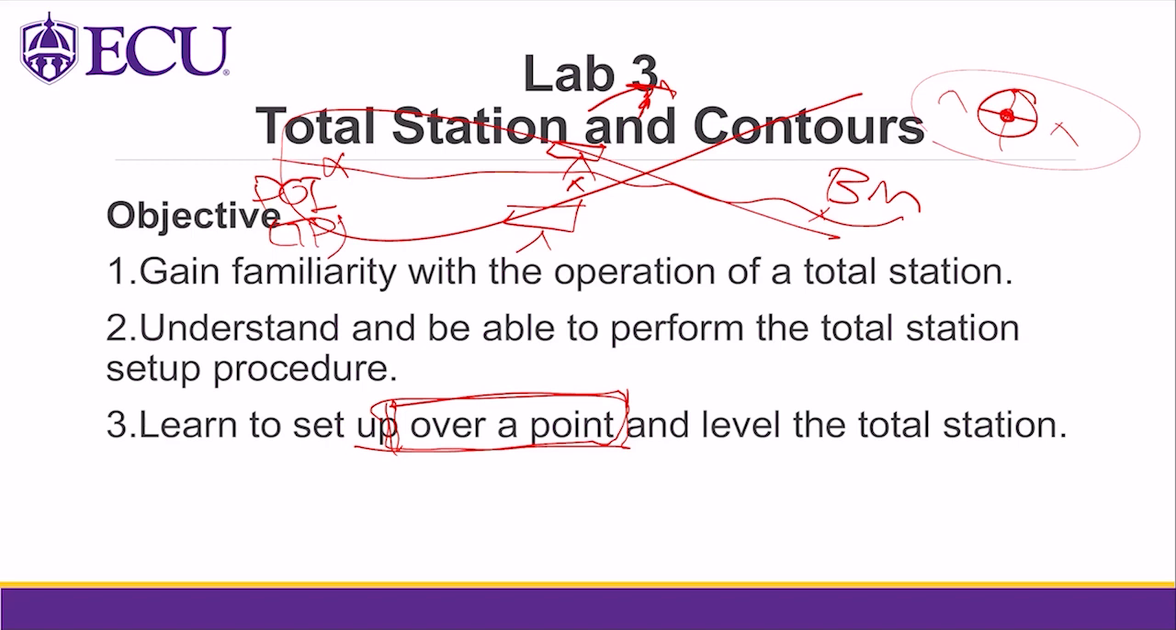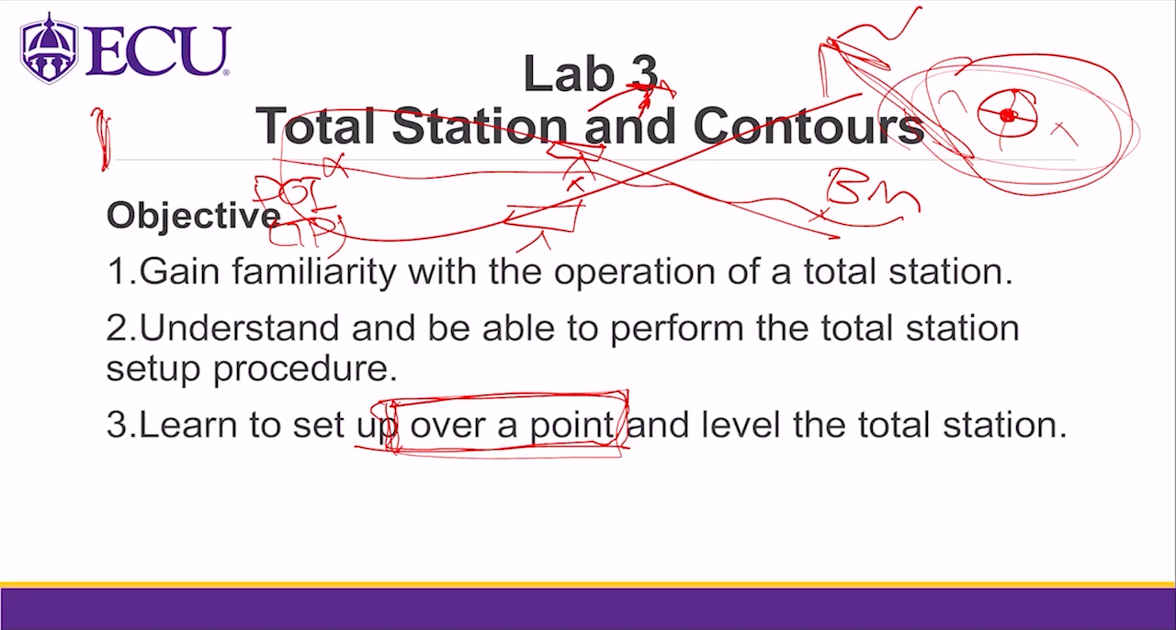Okay, just keep in mind that we want to set up over a point, because if we are able to find the coordinates of this point and then the direction of the total station or the north, then the total station would be able to calculate the coordinates of any point that we shoot. Let's say we shoot here, it automatically will calculate the coordinates for you. But we need to know how to set up over this point and be able to introduce these coordinates to the machine.